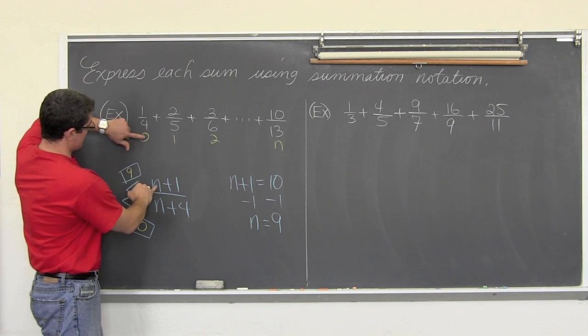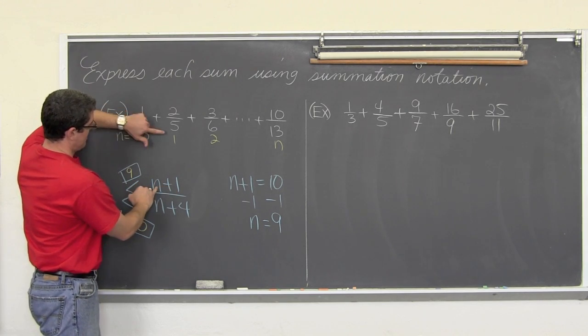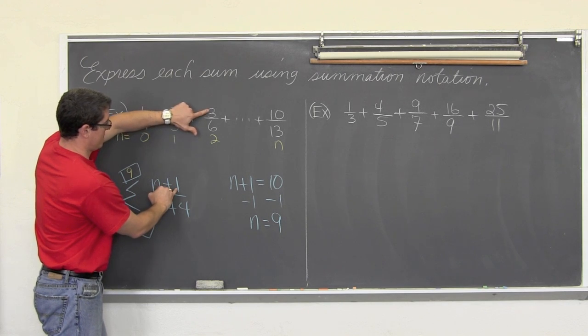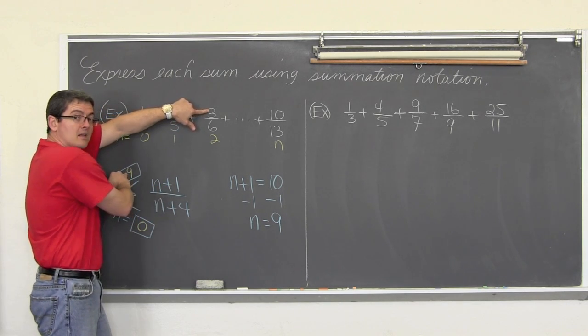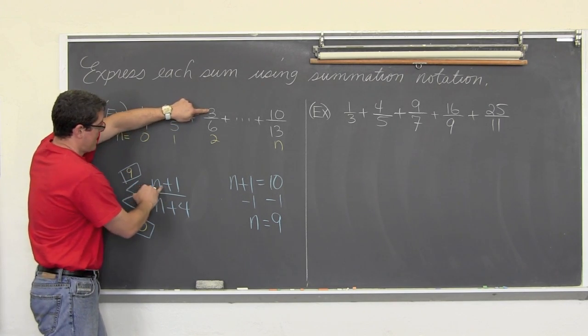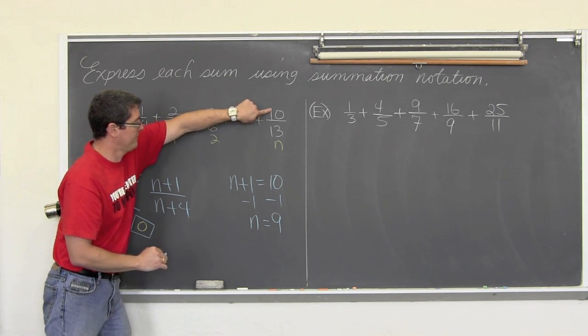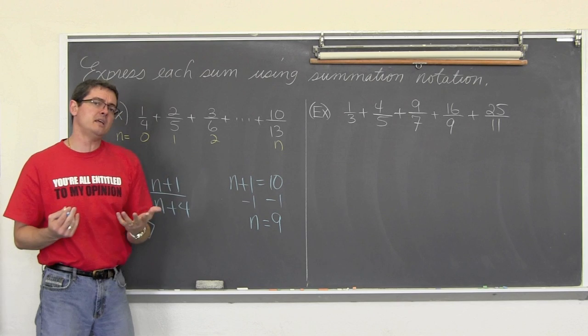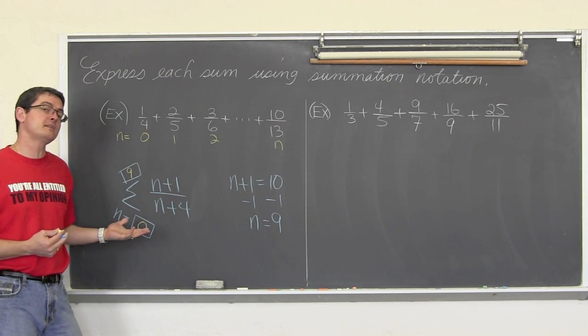n, okay, so 0 plus 1 is 1. 1 plus 1 is 2. 2 plus 1 is 3. And if I let my 9 value be my last number, 9 plus 1 is equal to 10. And 9 plus 4 is equal to 13. So that is a correct answer.